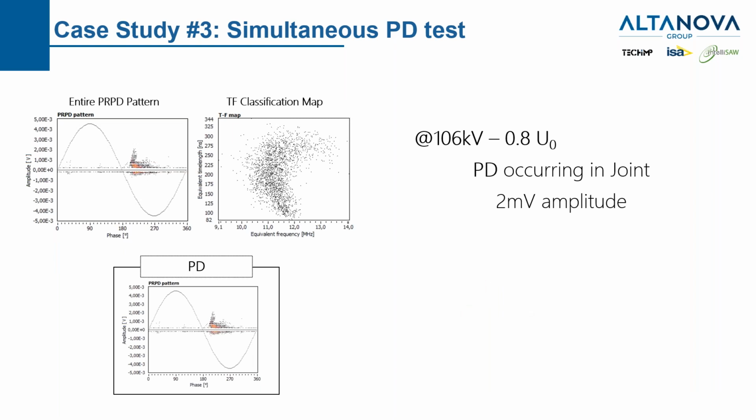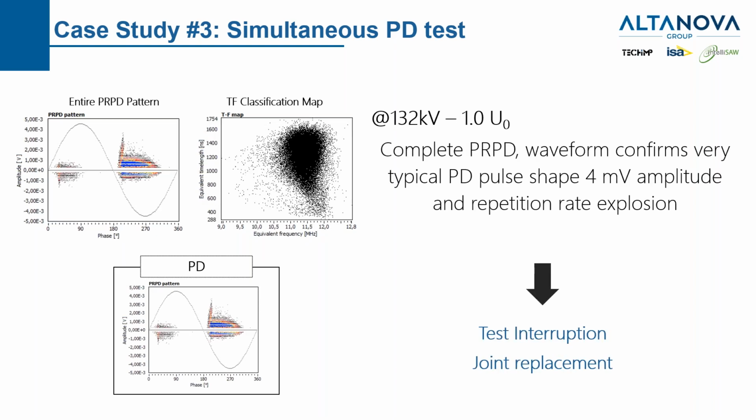If you see this pure PD pattern, just to let you understand why it was such a small PD activity, if you see some horizontal white lines, it's not because of a picture problem, but because if you look at the amplitude, we were just next to the minimum ranges detectable by our instruments. This is the pattern recorded at 106 kV on this joint. We have seen a PD occurring with a 2 millivolt amplitude, and to double check we went up to 132 kV, and we have seen the PD evolution in amplitude, pattern, and repetition rate.